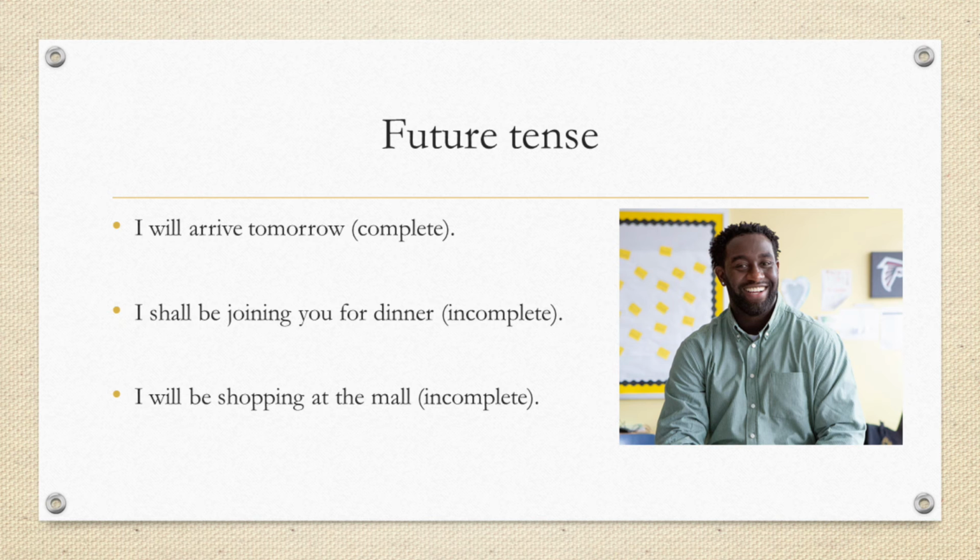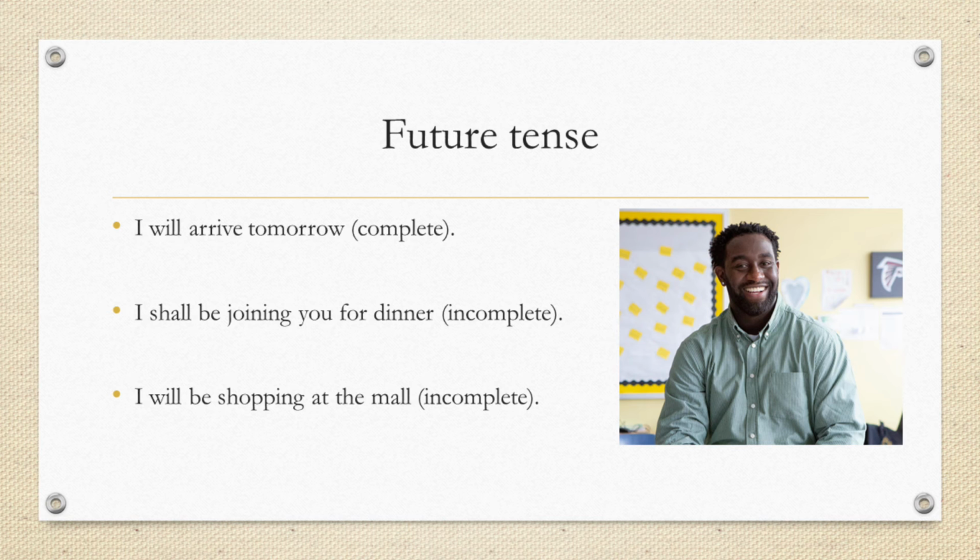But okay, let's see this example. This is future tense, simple future tense. I will arrive tomorrow, which is complete. I shall be joining you for dinner, which is incomplete. Every time we use the verb with ing, it is usually incomplete. It's something that is still taking place, because I can say I shall join you for dinner at 6 p.m. sharp.